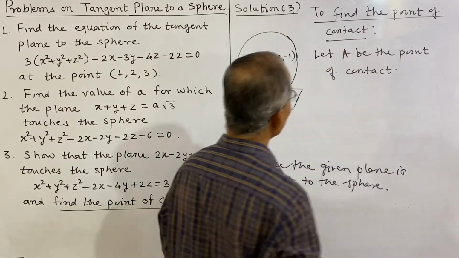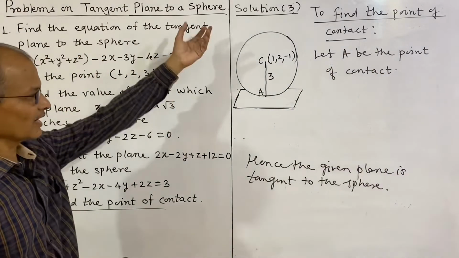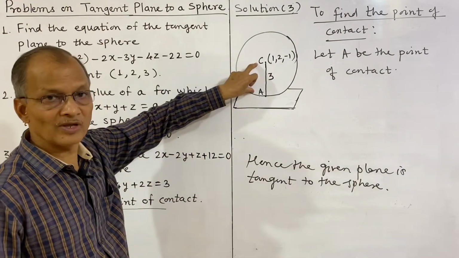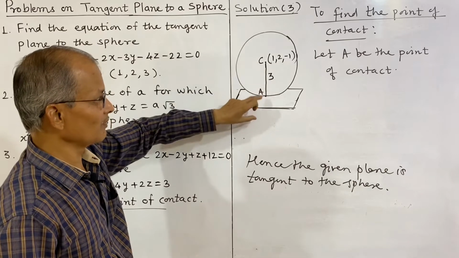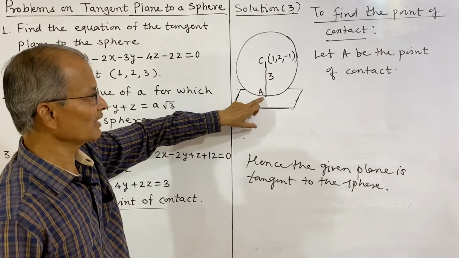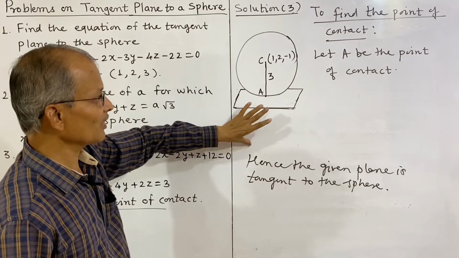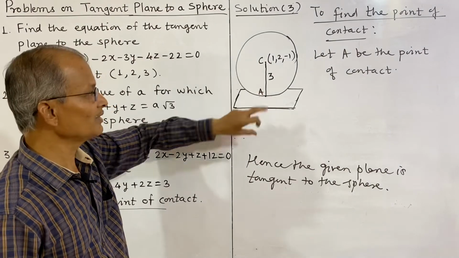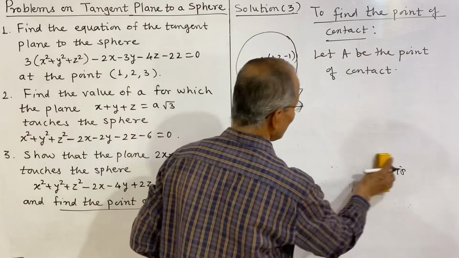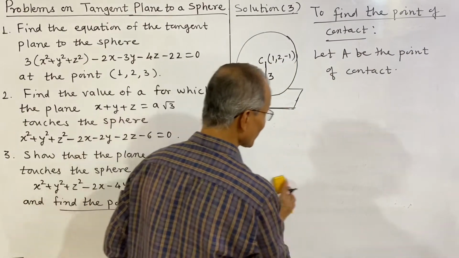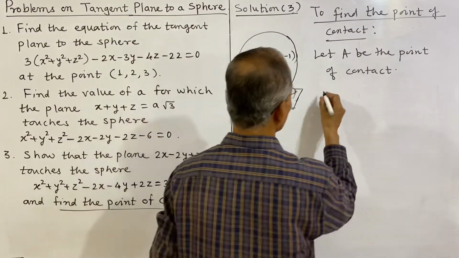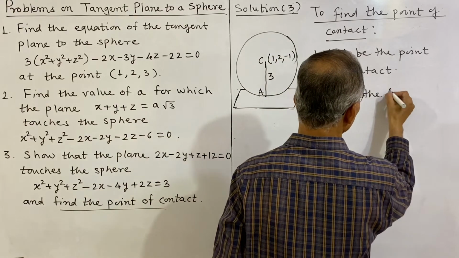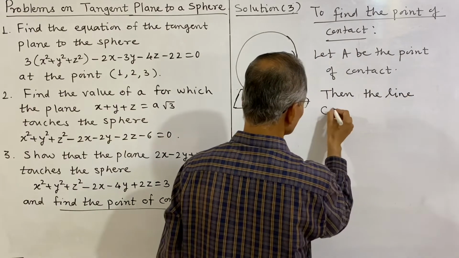Now if A is the point of contact, the equation of plane is known. This will be the normal to the plane, and we want to find the coordinates of A. For that purpose, we write the equation of line CA. And what will be the DRs of line CA? Then the line CA is perpendicular to the plane. This is by condition of tangency.